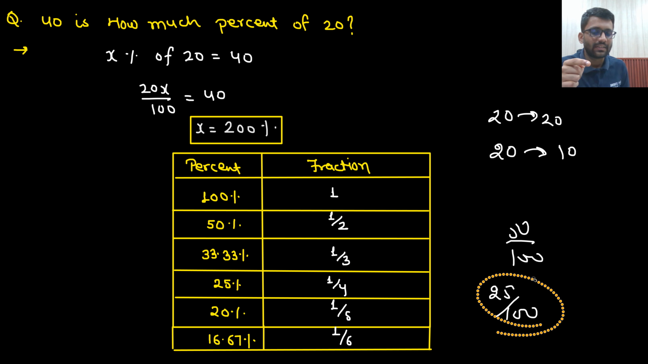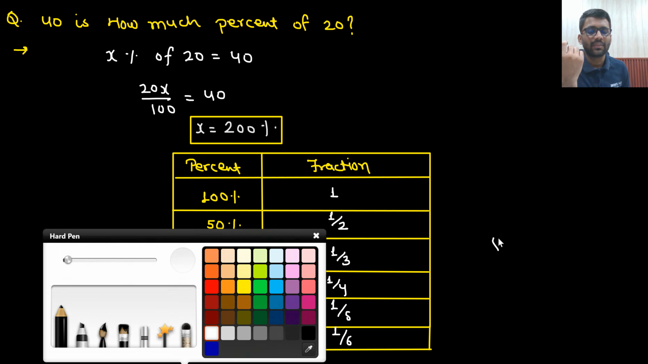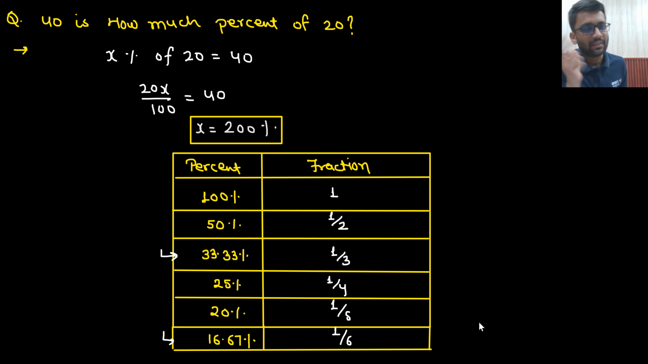If you remember these things, then it will be easier for you to do the calculation. Even if you don't remember, you can simply do 50 by 100. It would be 1 by 2 only. But if you remember, that is good. I guess you already know 20% and 25%. So this and this you can remember. 16.67 is 1 by 6.